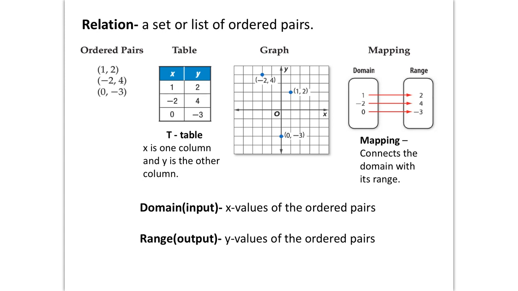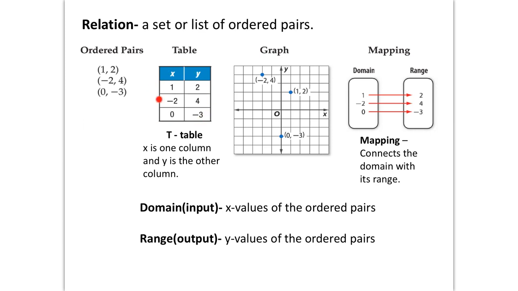One is just regular ordered pairs, with the parentheses, the x coordinate and the y coordinate. You can also have a table, and I'm going to explain that in a second. You can graph the ordered pairs, and that's what we did in the previous video; we actually graphed those points. And you can also do mapping with ordered pairs. So let's look at what a table is.